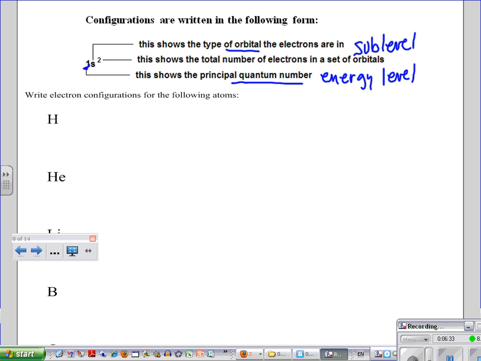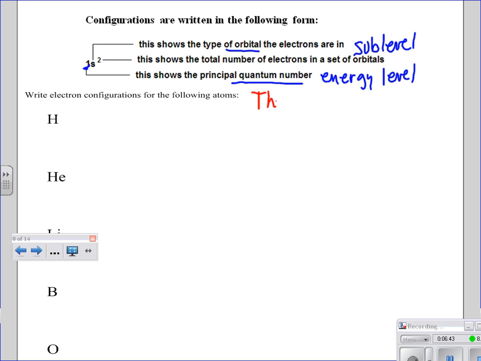Okay, so let's also make mention of this, that when we add up all of our superscripts, they're going to total our total number of electrons. So let's say the sum of exponents equals the total number of electrons that exist in that atom. So the sum of the exponents equals the total number of the electrons in that atom.